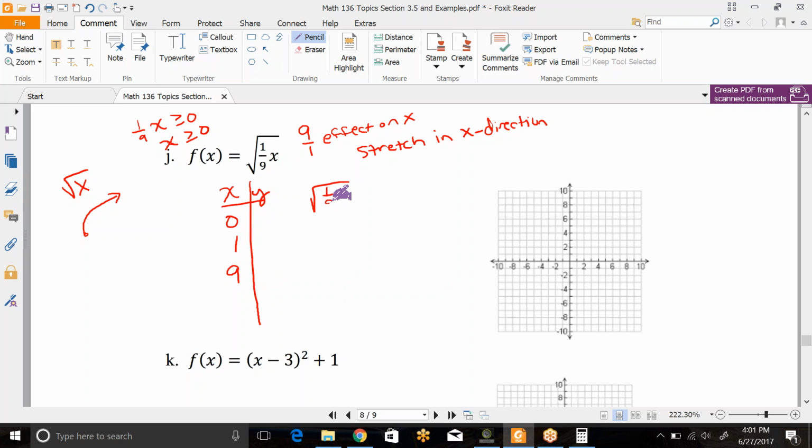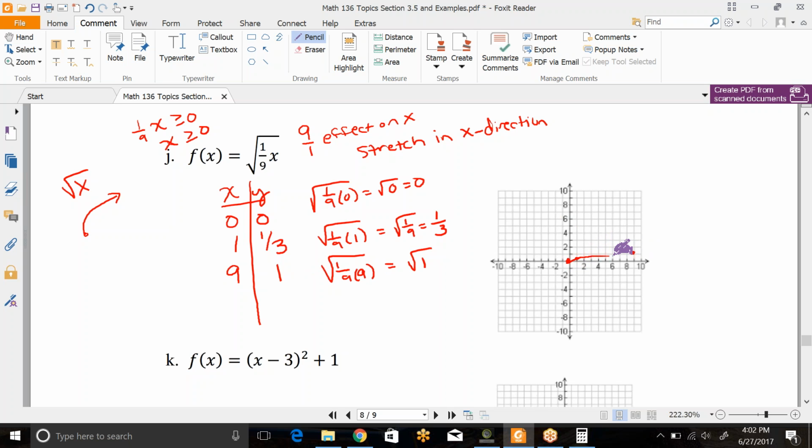So this would be 1/9 times 0, which is square root of 0, and that's 0. 1/9 times 1, which would be square root of 1/9, and that would be a 1 and a 3 if we take the square root of both top and bottom. And 1/9 times 9 is square root of 1, which is 1. So (0, 0), (1, 1/3), so that's really tiny, and then (9, 1). So notice this has been stretched way out horizontally instead of being like this.